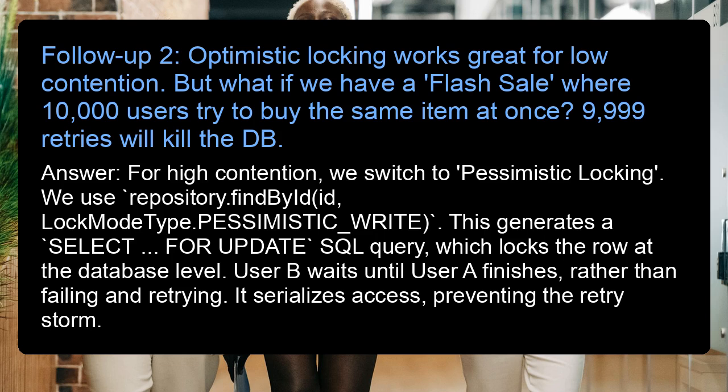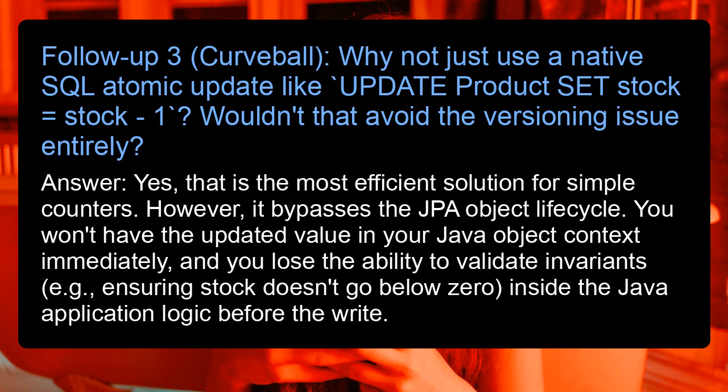User B waits until user A finishes, rather than failing and retrying. It serializes access, preventing the retry storm. Follow-up 3, curveball. Why not just use a native SQL atomic update, like update product set stock equals stock minus 1? Would not that avoid the versioning issue entirely?